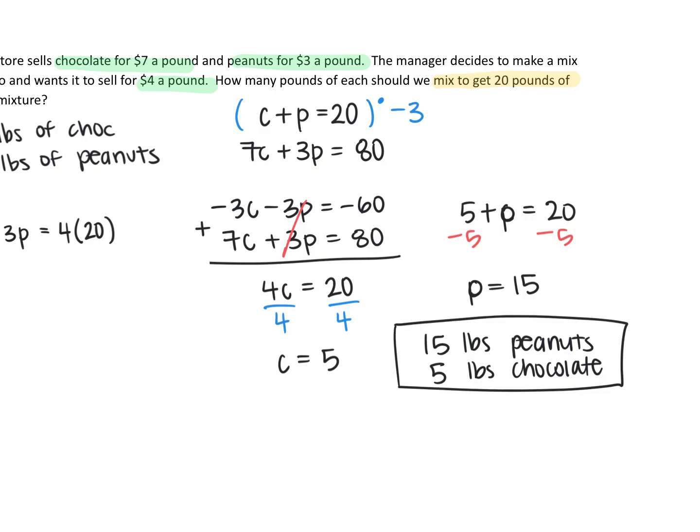Please let me know if you have any questions about solving systems of equations word problems, whether that's identifying what your variables are going to be, and especially if you have questions about how to set up the system. Because once you get the system set up, then it's just substitution or elimination. But you have to make sure that the system of equations that you've written is correct before you solve it.